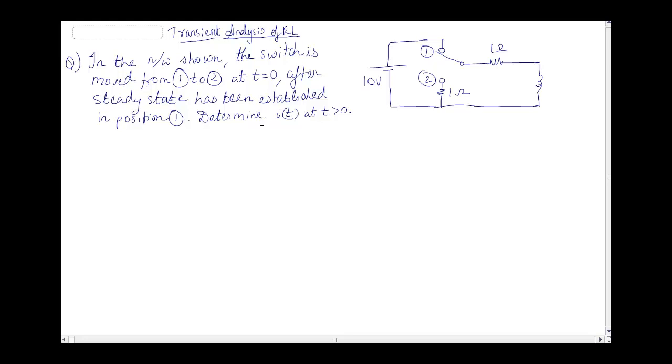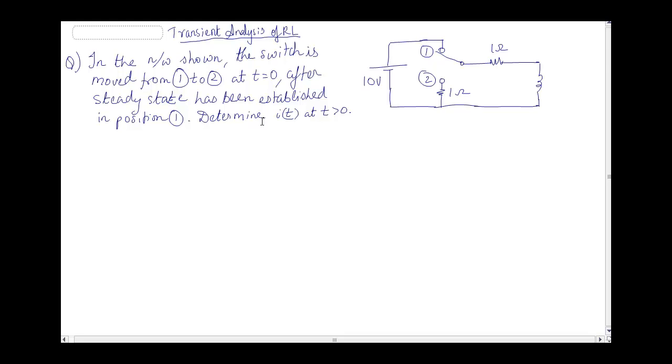Let's look at a problem of transient analysis of a circuit which is having only R and L components. We will try to do three different kinds of problem. One is a circuit having RL components only. Second is a circuit having R and C components only. And the third one will be for a circuit having RLC components, all of them together in a single circuit. So out of that, the first one is the transient analysis of RL circuit.